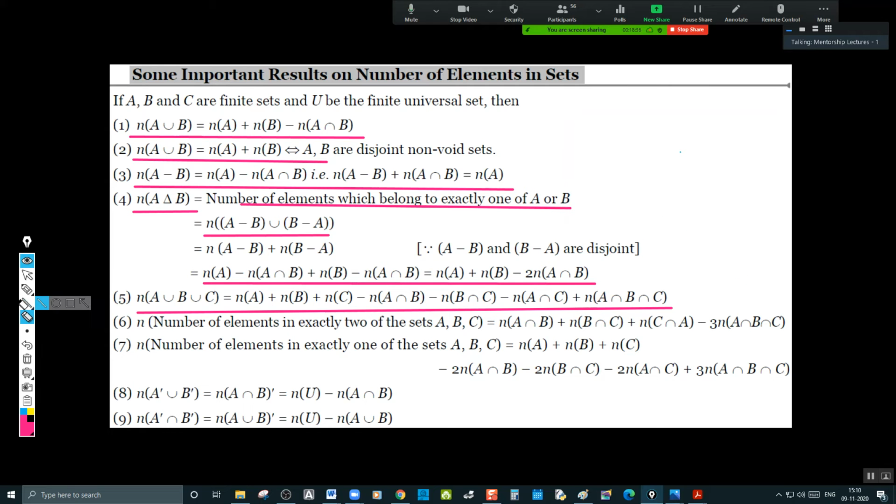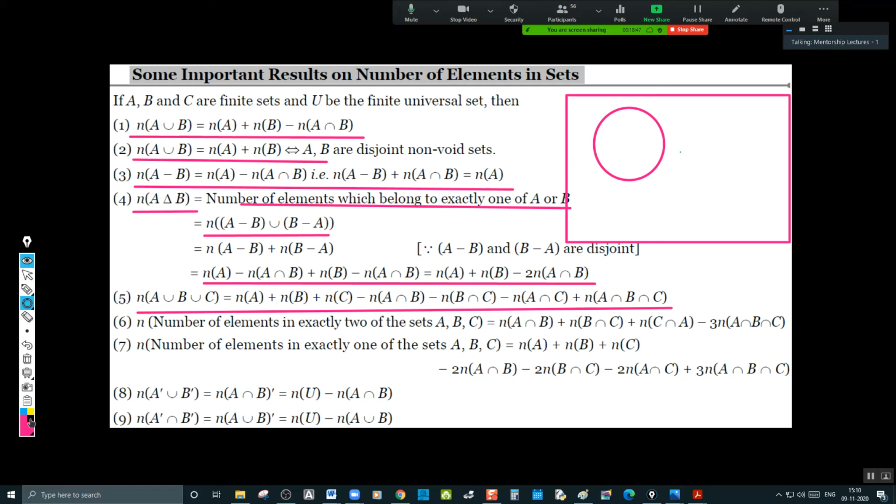Let me show you that again. If you take a universal set U, and this is one set A, and this is another set B, and this is another set C, then you have to understand that there is a common area for all three. The common area for all the three is nothing but this.